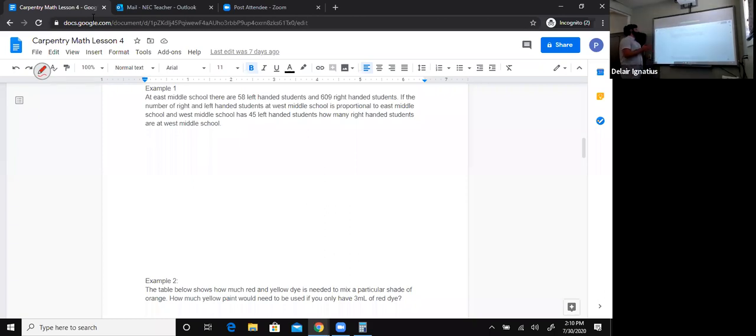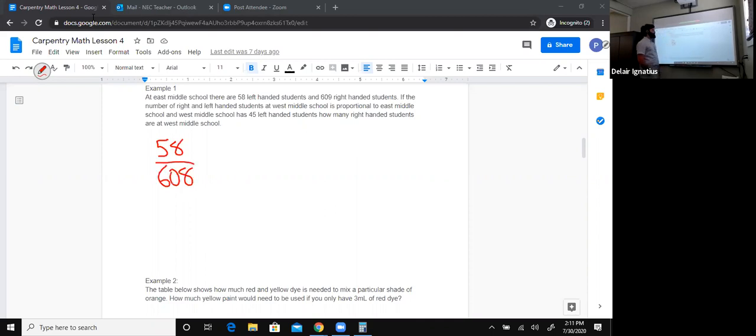All right, so our first example, talking about proportion and ratios, is at East Middle School, there are 58 left-handed students and 609 right-handed students. So we could write this as a fraction, 58 left-handed and 609 right-handed. Or better yet, I'm going to change my mind on that. I said earlier fractions aren't the best way. Let's write this as a ratio. 58 to 609.